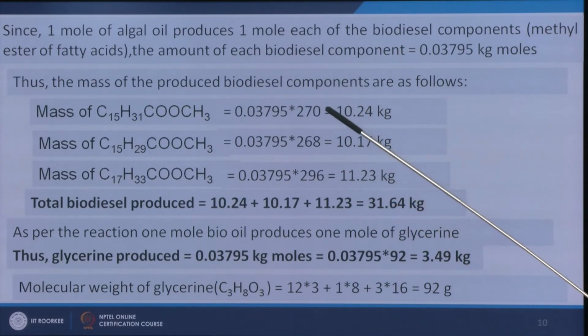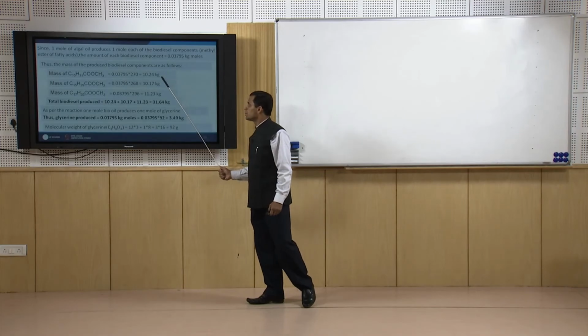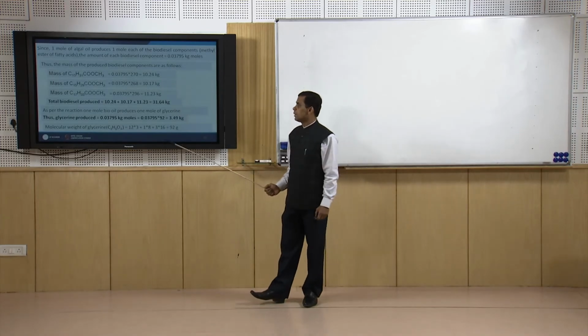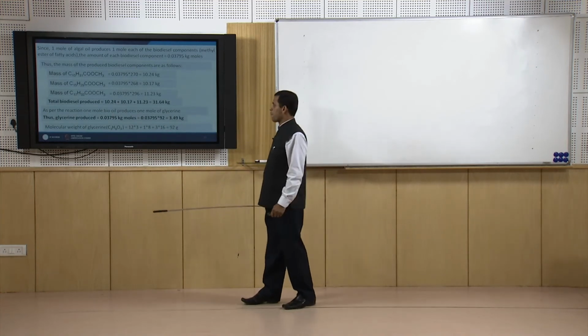Thus, to get the mass of the produced biodiesel components, we have to multiply this number of moles with the molecular weight. So, this into 270 is 10.24 kg. For the second one, this into 268 is 10.17 kg, and for the third one, 0.03795 into 296 molecular weight is 11.23 kg. So, what will be our total biodiesel? This plus this plus this will be our total biodiesel, that is 31.64 kg.